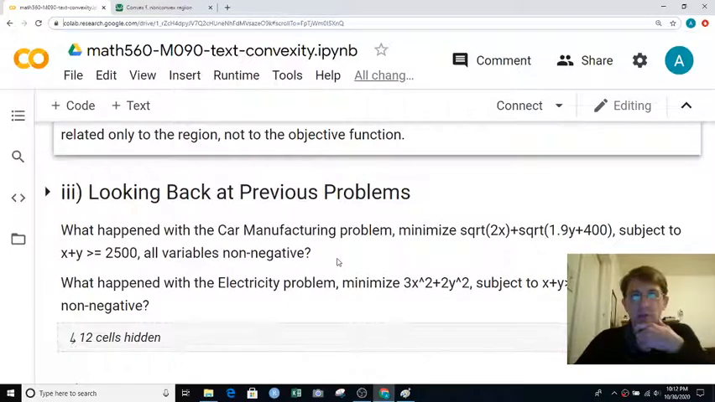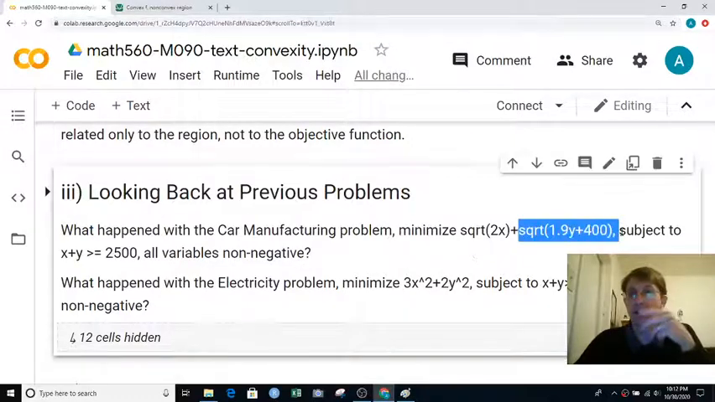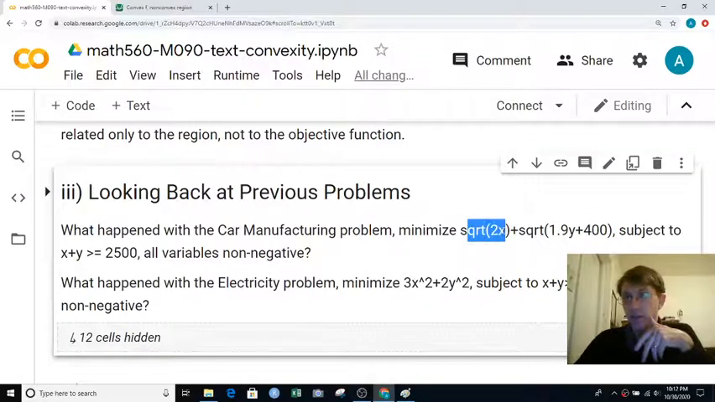Let's think back to what happened with that pre-lab problem we did about car manufacturing. We wanted to minimize square root 2x plus square root 1.9y plus 400, subject to x plus y greater than or equal to 2500, and all variables non-negative. Do you remember what happened? We found the optimal solution was to do everything at factory 2 and nothing at factory 1.